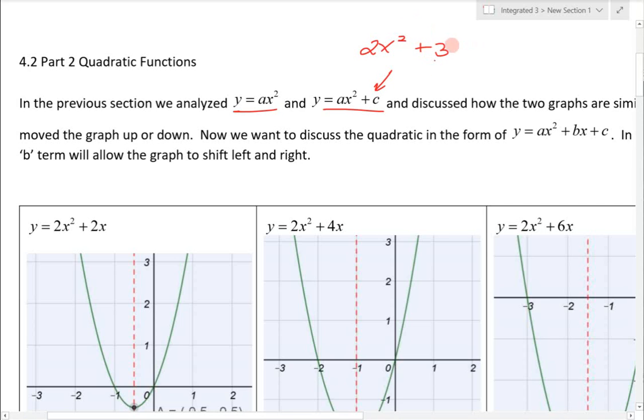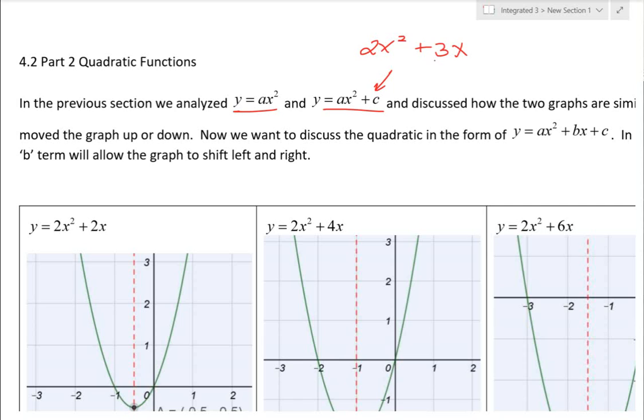But if I put an x on that 3 now, that completely changes the game on what this graph does. The vertex will no longer be at (0, 3). It's going to be somewhere else, at a different ordered pair.